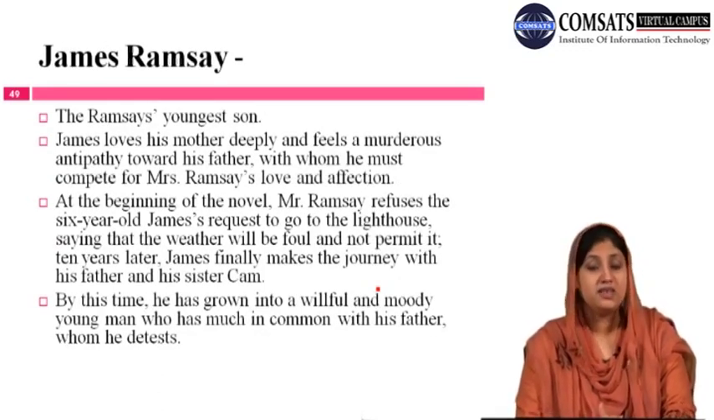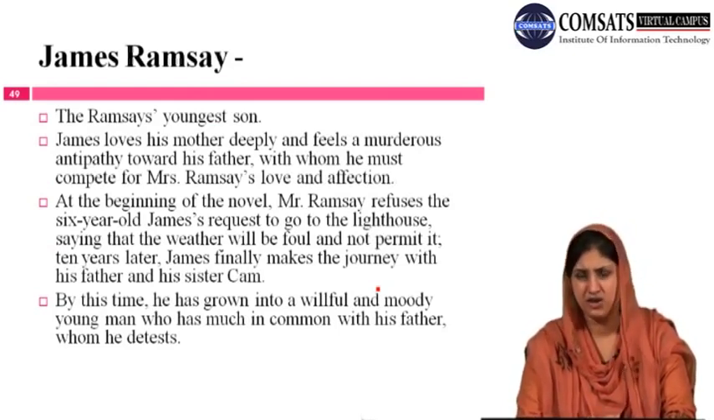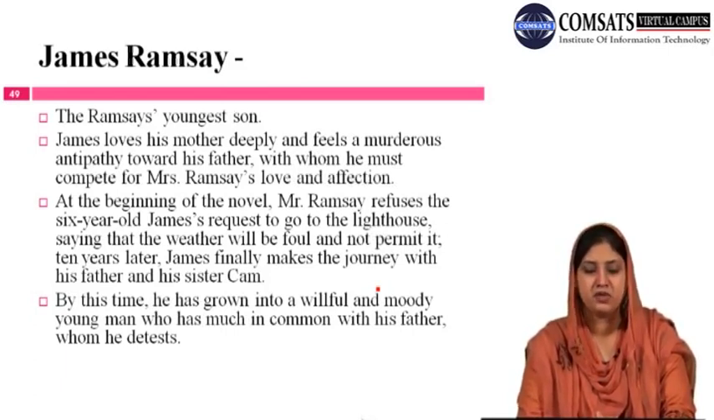James Ramsey, the Ramseys' youngest son, is another beautiful character. James loves his mother deeply and feels a murderous antipathy toward his father because of his harsh and irritating attitude, with whom he must compete for Mrs. Ramsey's love and affection. At the beginning of the novel, Mr. Ramsey refuses the 6-year-old James' request to go to the lighthouse, saying that the weather will be foul and not permit it. 10 years later, when James turns 16, the family finally makes the journey with his father and his sister Cam.